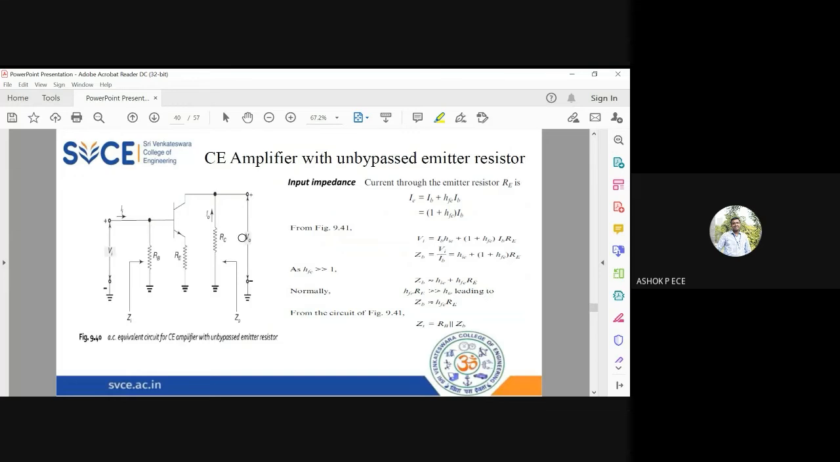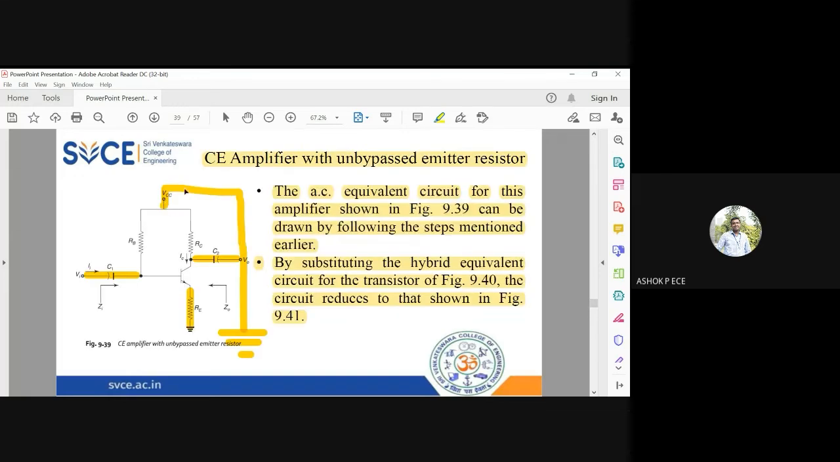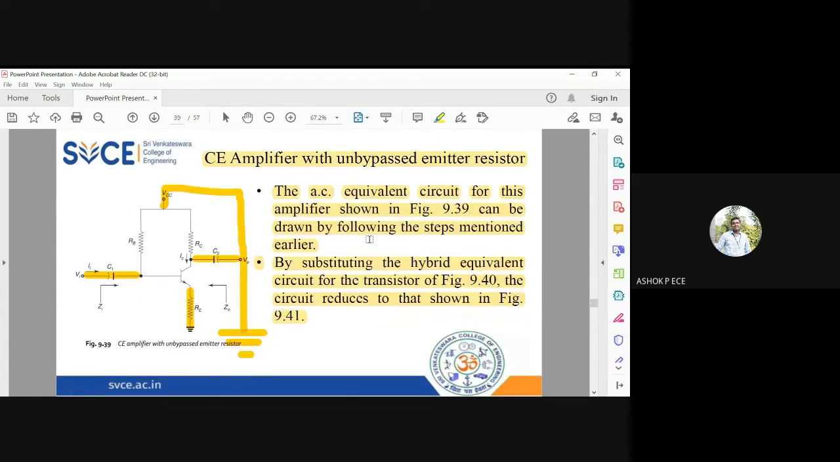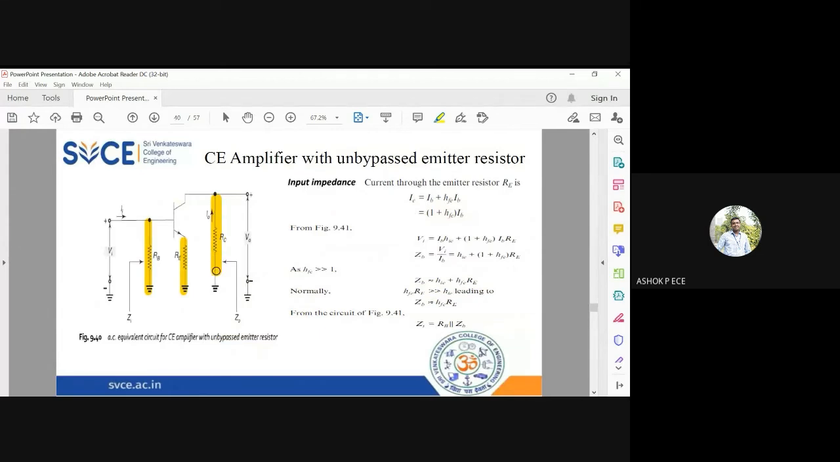RB was between base and voltage source. Voltage source is connected to ground. So RB will be between base and ground. See here, RB is between base and ground. Already we have RE between emitter and ground. And RC was connected between collector and VCC. VCC is now grounded, so RC is also between collector and ground. You measure output across RC, which is your load resistance. Input impedance is measured here. Output impedance is measured here. So this is our AC equivalent circuit.